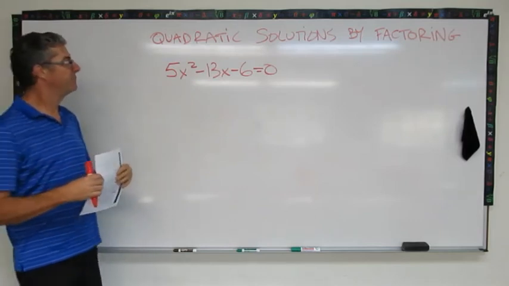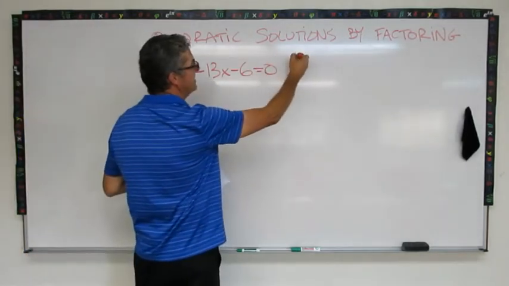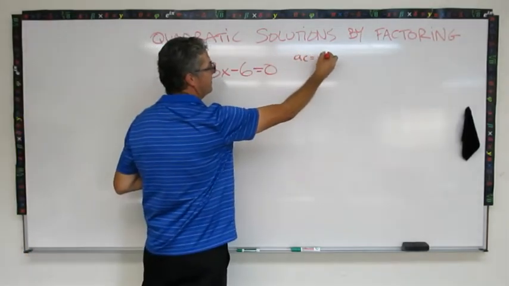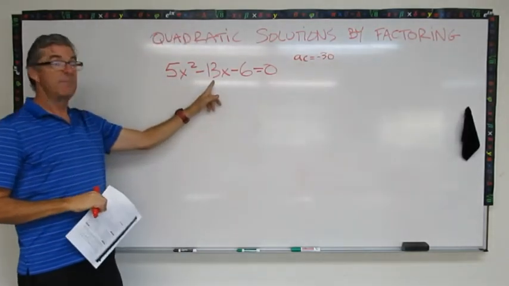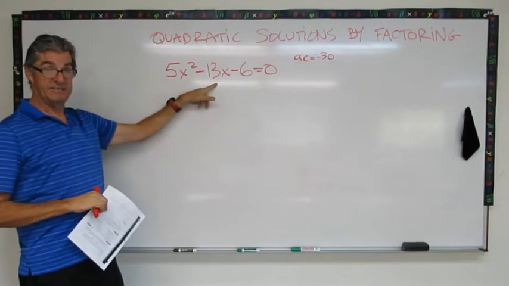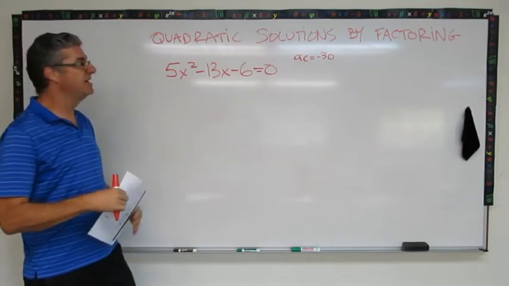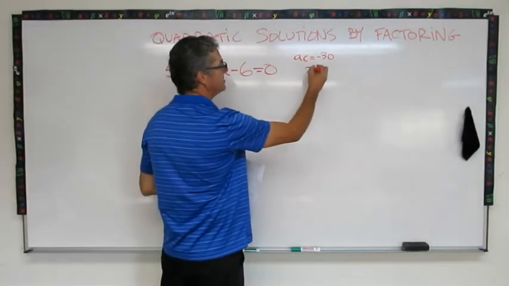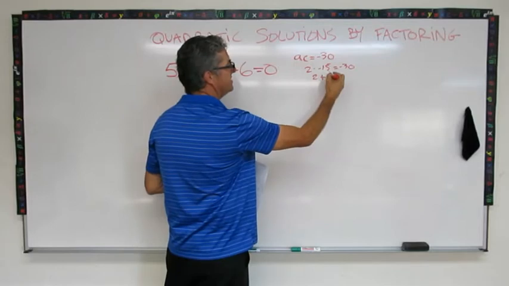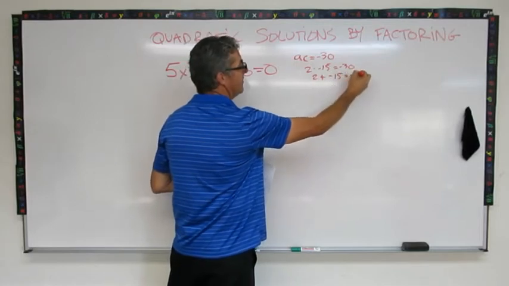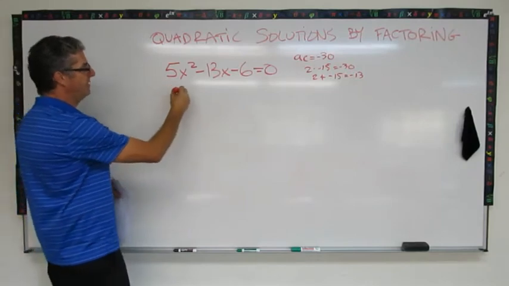Okay, let's do it. The AC is 5 times minus 6. So AC equals negative 30. Now we need two factors of negative 30 that add up to negative 13. What are those factors? How about positive 2 and negative 15? 2 times negative 15 is negative 30, and 2 plus negative 15 is negative 13. So those are our two factors. Let's go ahead and split.